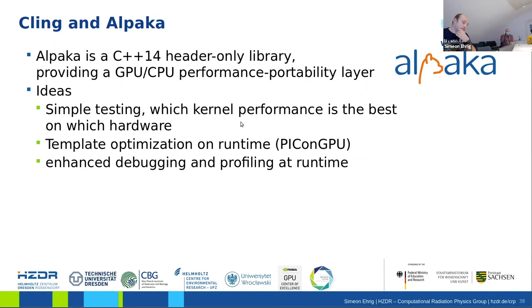Also, there is template optimization at runtime for PIConGPU, because what we're doing at the moment in PIConGPU is we have a lot of templates so that the compiler can optimize, but it optimizes on problem size. And what we do is we have a generator which generates a lot of kernels for different problem sizes. And this increases the compile time really large, about 7.5 minutes for each compilation, because we also cannot store templates. And the other problem is if we have a problem size which we don't recognize beforehand. With Clang, we can simply say at runtime, we have this problem size, optimize your code for this, and then execute it.